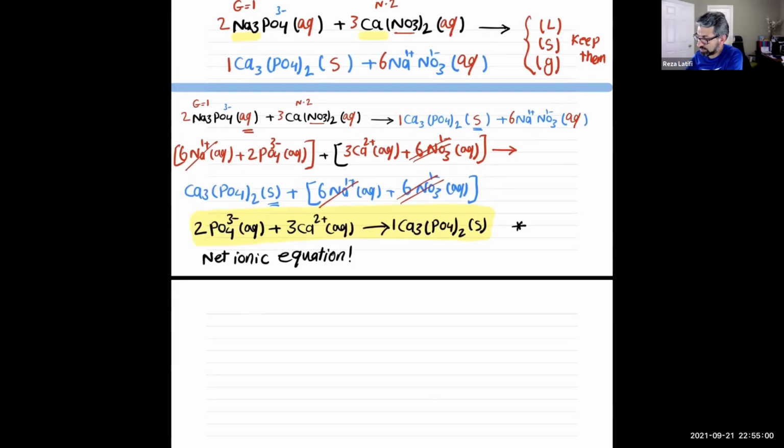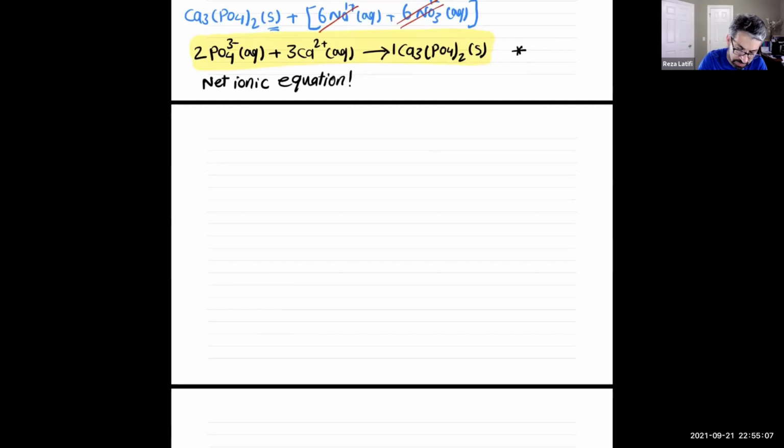Another example. Go with this. You have lead nitrate. You add it to potassium chloride. Complete the reaction, balance it, and write the net ionic equation for it.